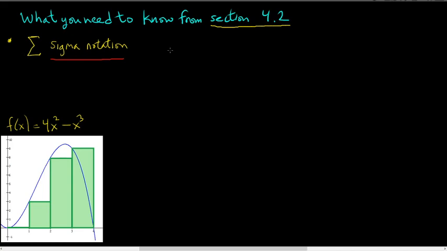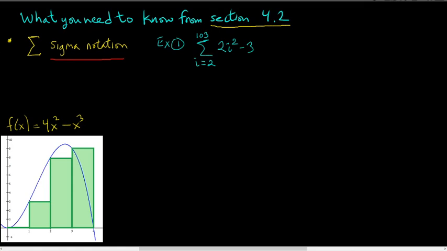Suppose you want to calculate, let's say, the sum, where i goes from 2 to 103 of 2i squared minus 3. Okay, so how would we calculate this?